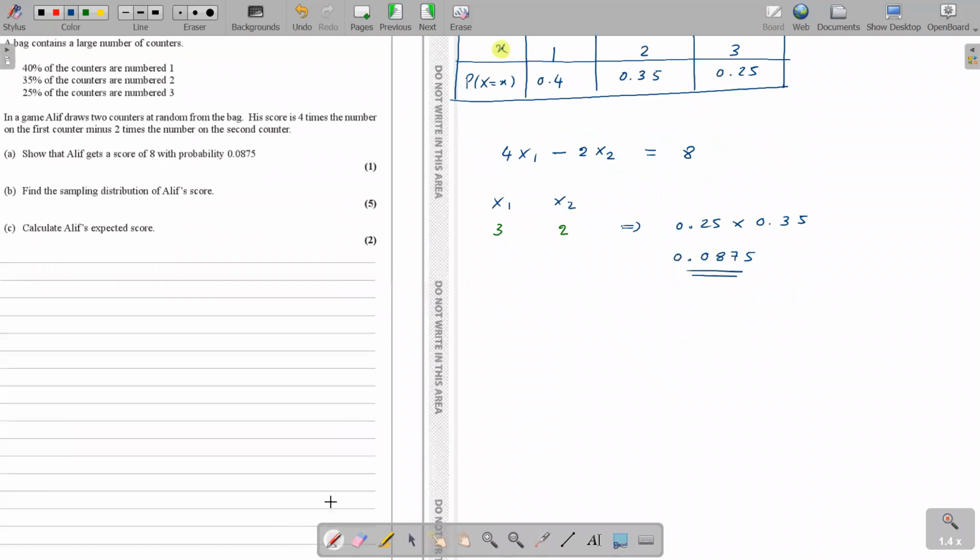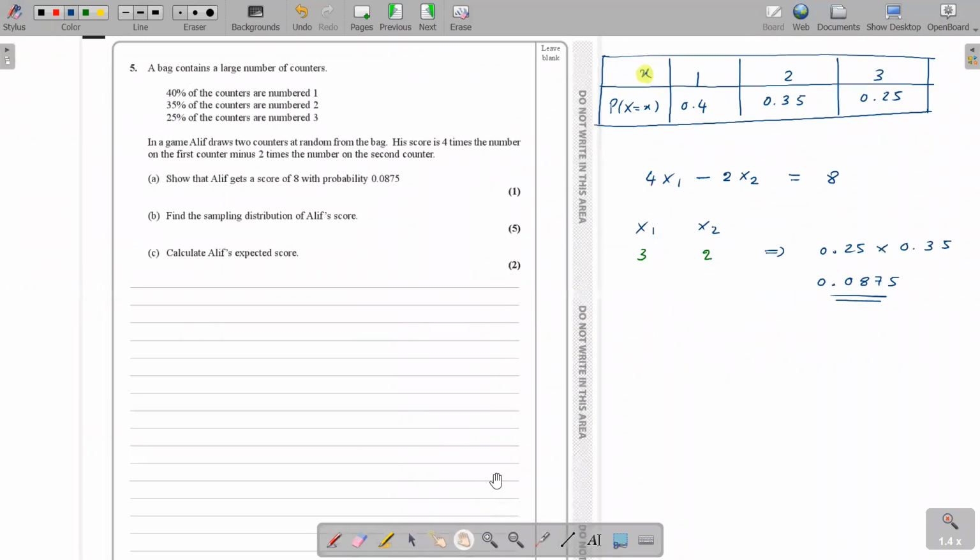Okay, so let's get the sampling distribution, part B. Let me draw it over here. x1, x2, and the score. The score is 4x1 minus 2x2, and the probability. So this is the table that we need to fill.